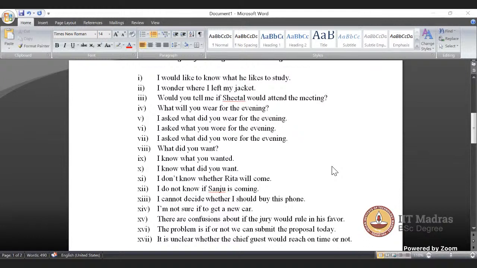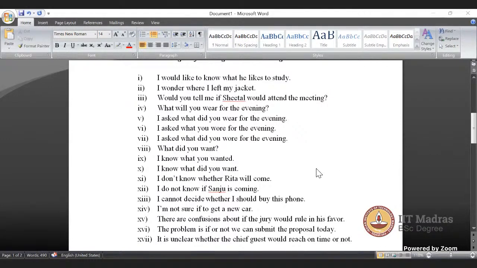14th. I am not sure if to get a new car. Ma'am, in the previous one, can we say I couldn't decide whether I should buy this phone, or is it wrong? Yes, you're not making much change besides changing cannot to could not. You made it a little more polite, converting it into a more formal sentence. That is correct. That doesn't affect the grammaticality.